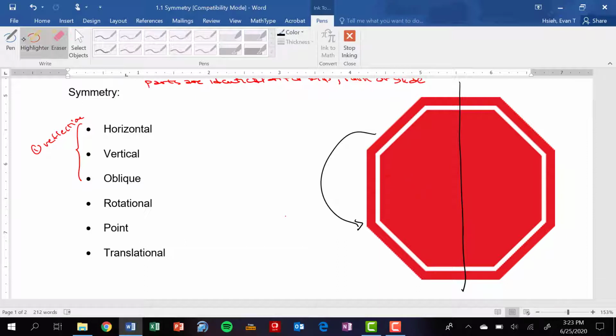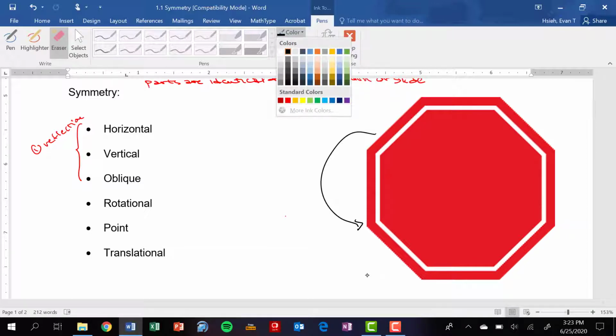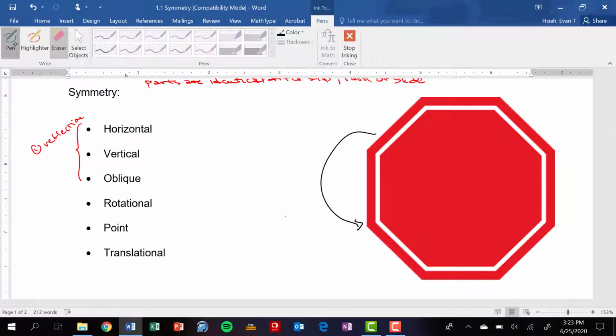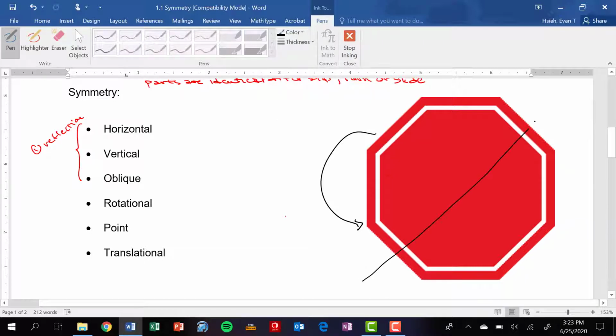It also has an oblique line of symmetry, and the line of symmetry looks something like this. So it's not horizontal, it's not vertical, it is oblique.